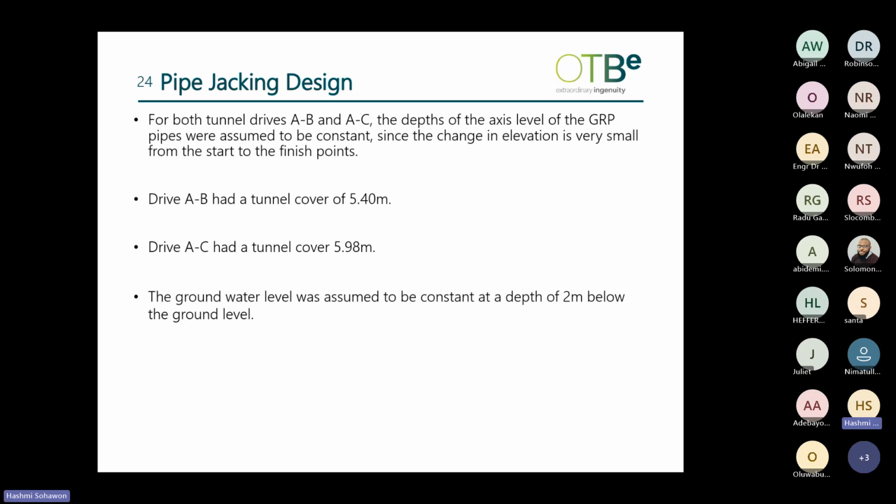Drive AB had a tunnel cover of 5.4 meters, while drive AC had a tunnel cover of 6 meters. The groundwater level, which was also obtained from the site investigation data, was assumed to be constant at a depth of 2 meters below the ground level.